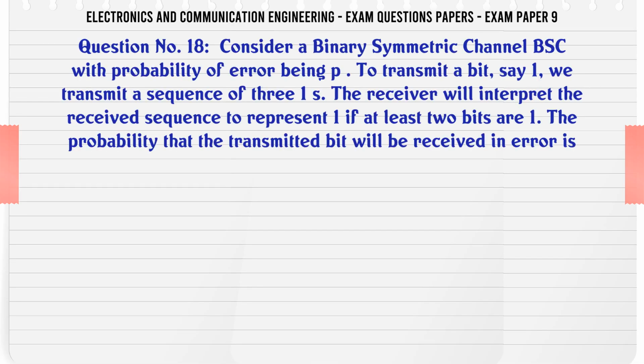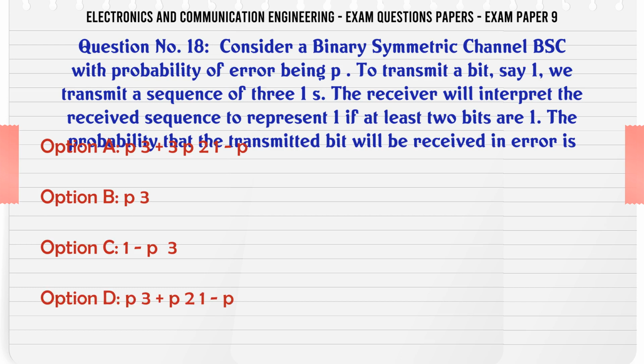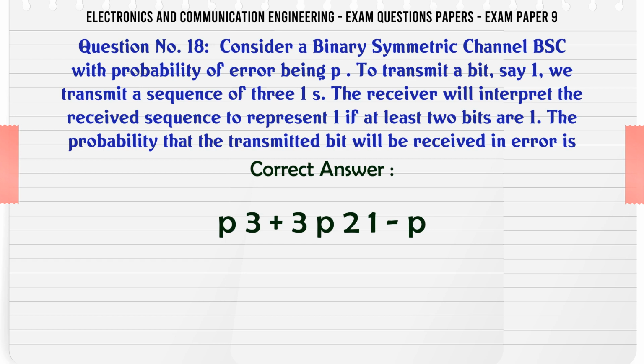Consider a binary symmetric channel BSC with probability of error being P. To transmit a bit, say 1, transmit a sequence of three 1s. The receiver will interpret the received sequence to represent 1 if at least two bits are 1. The probability that the transmitted bit will be received in error is A) P^3 + 3P^2(1-P), B) P^3, C) (1-P)^3, D) P^3 + P^2(1-P). The correct answer is P^3 + 3P^2(1-P).